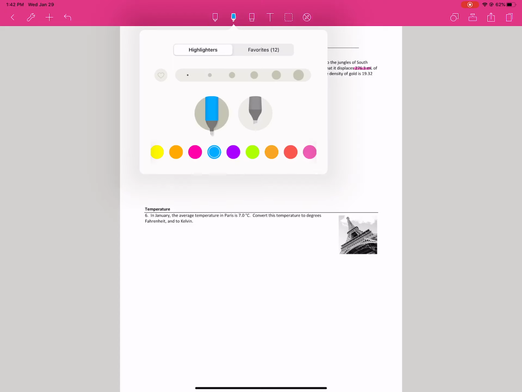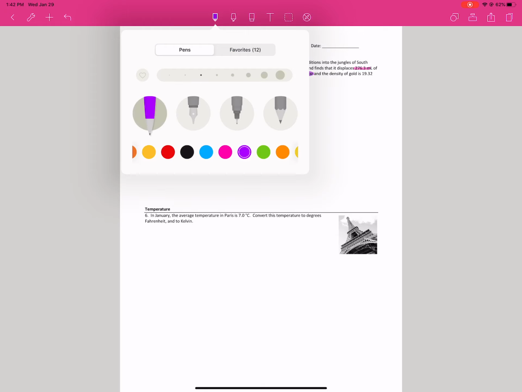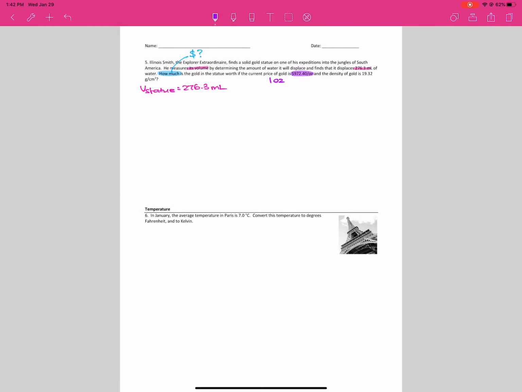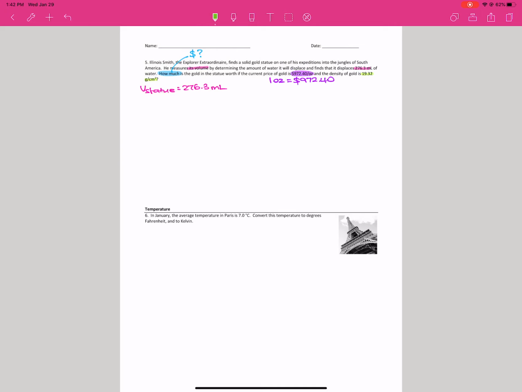So let's try to understand what this means. It means that for every ounce of gold, I will get quite a good amount of money, $972.40. Then I'm given the physical property of gold as the density. The density of gold is given to me here in gram per cubic centimeter. So remember, it's per again. So what does that mean? That for every cubic centimeter of gold, I have 19.32 grams.